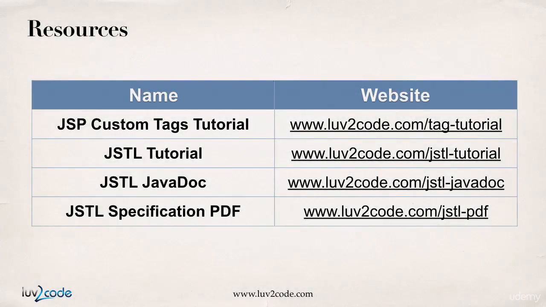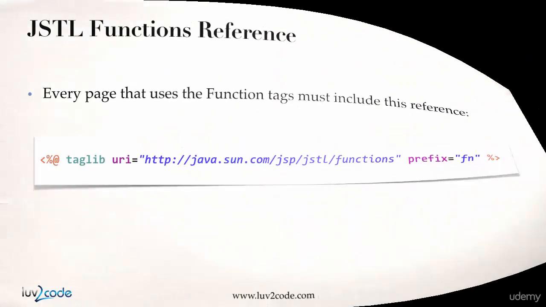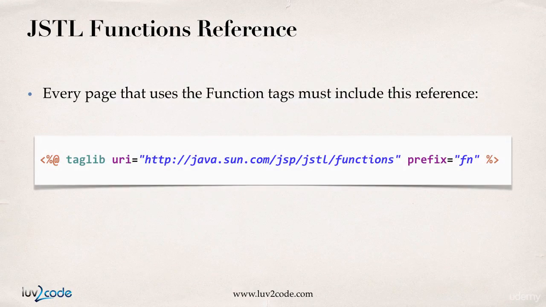But again, I won't have time to cover every tag and every option, so just make use of the resources here. Look at the JSTL Javadoc and the JSTL specification for the gory details. Now, every page that uses the function tags must include this reference. So you give the taglib with this URI and the most commonly used prefix of fn. And again, you have to do this exactly the same for it to work.